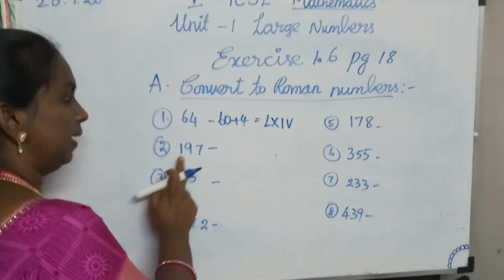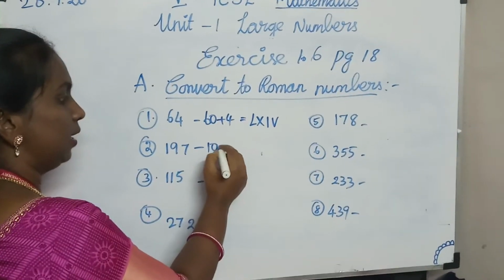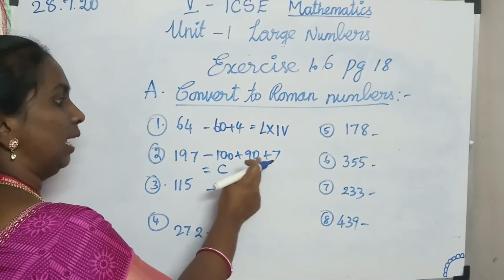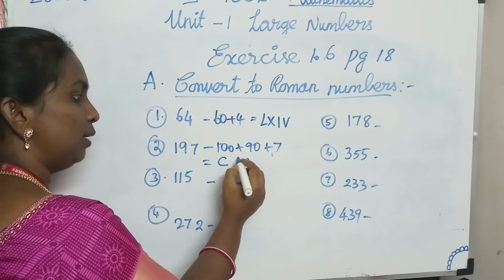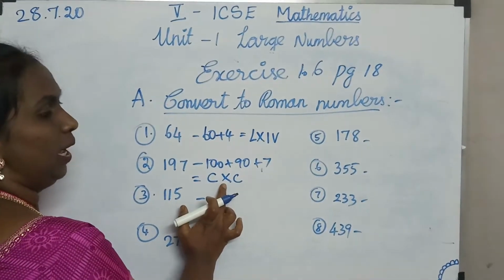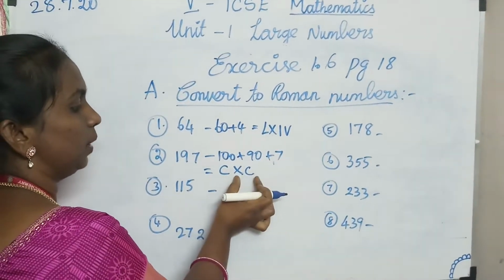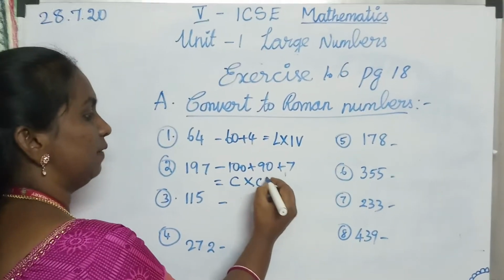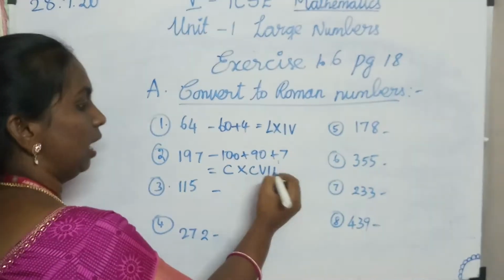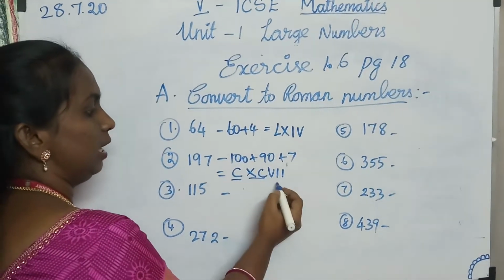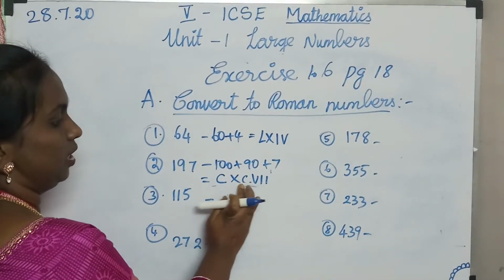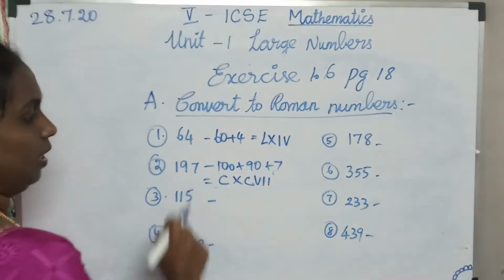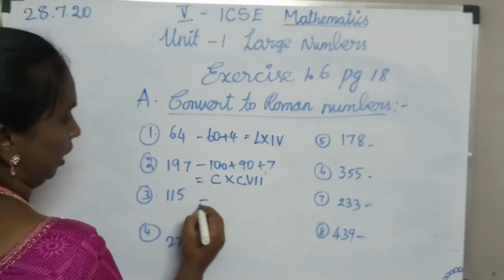Here, 197. So 100 plus 90 plus 7. So 100, how to write? C. 90 is 100 minus 10. If you write X before C, it is a subtraction of 100 minus 10. This is 90. Then 7 is VII. So 197 is CXCVII. Can you understand, children?